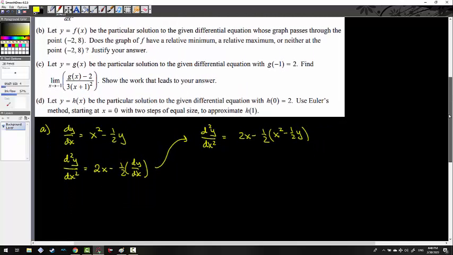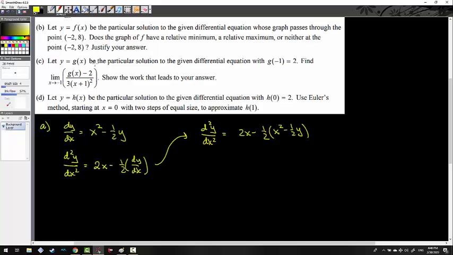Let's keep moving. It says, let y equals f of x be the particular solution to the differential equation whose graph passes through the point (-2, 8). Now, I know what you're thinking. Let f of x be the particular solution. We have an initial condition. Let's go ahead and separate terms and solve for y. That's what we've been trained to do, right?